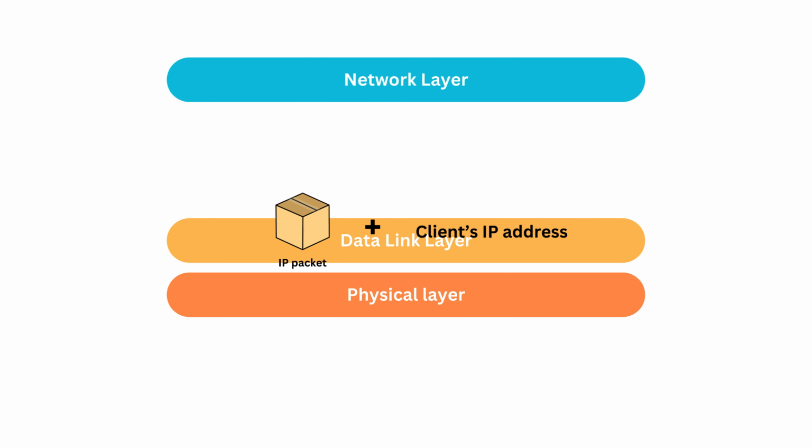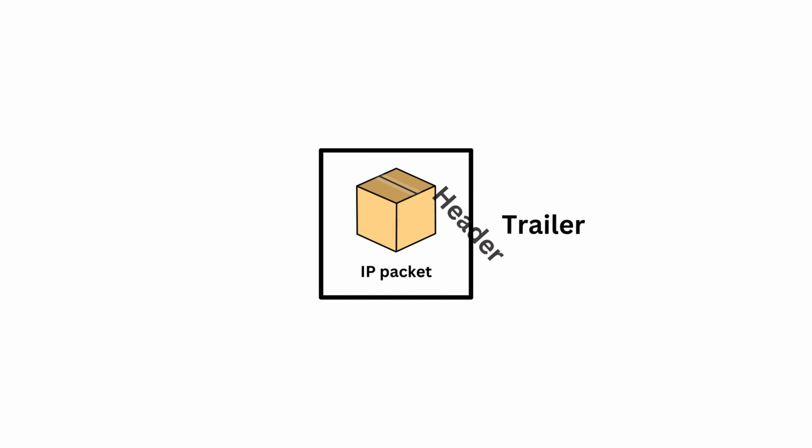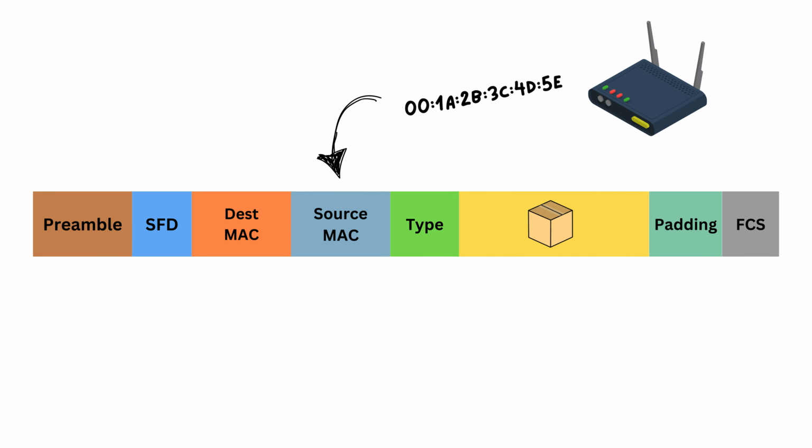To complete the transfer, Router 8 re-encapsulates the IP packet into a new data link layer frame. The new frame contains the following: source MAC address, the MAC address of Router 8, 00:1A:2B:3C:4D:5E; destination MAC address, the client's MAC address, which Router 8 retrieves using ARP if it doesn't already know it.